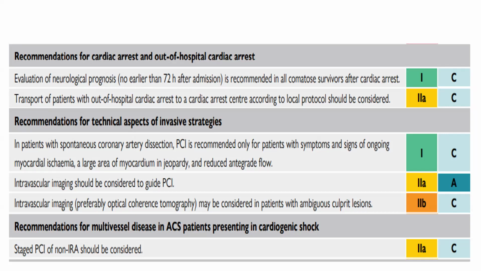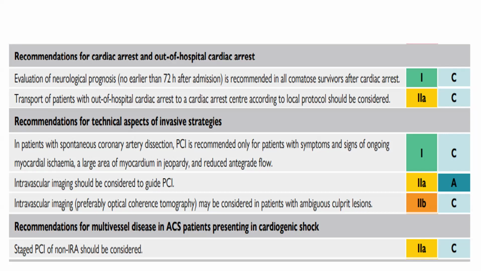And intravascular imaging should be considered to guide PCI in terms of defining significant lesions. That is 2A. And for vessels that are ambiguous, where you are not certain, intravascular imaging can also be used, but that is 2B.